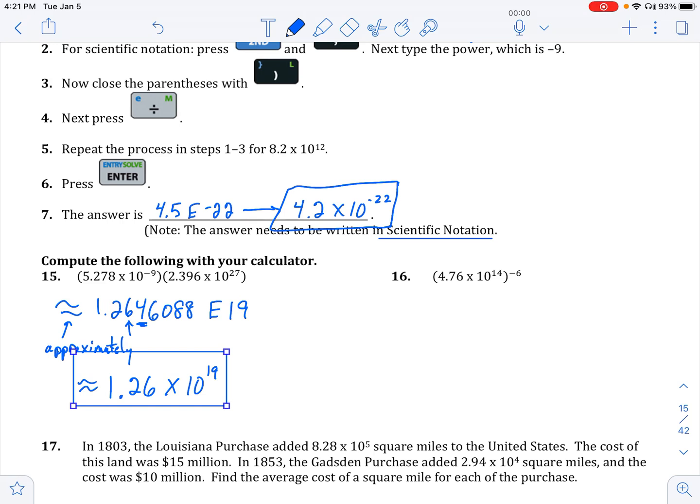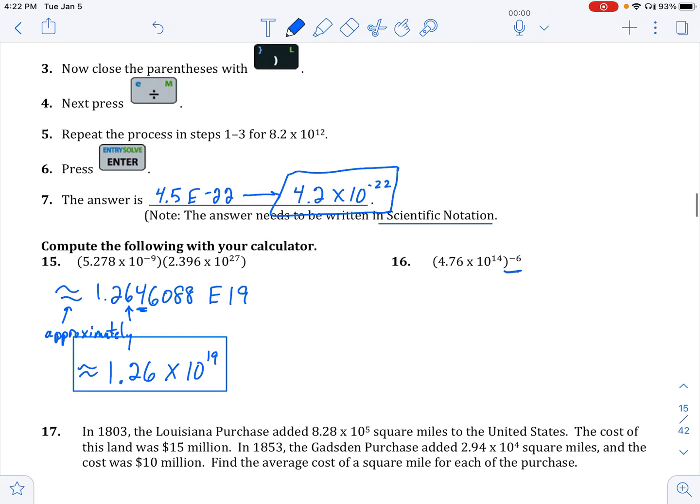Please make sure that in problem 16 you do in fact use the parentheses. This is 4.76 times 10 to the 14th. Again, you can use the second and the comma button and do the E14. And then we raise that to the negative 6 power. When we raise to the negative 6 power, please recognize that this is going to be the caret symbol, negative 6.